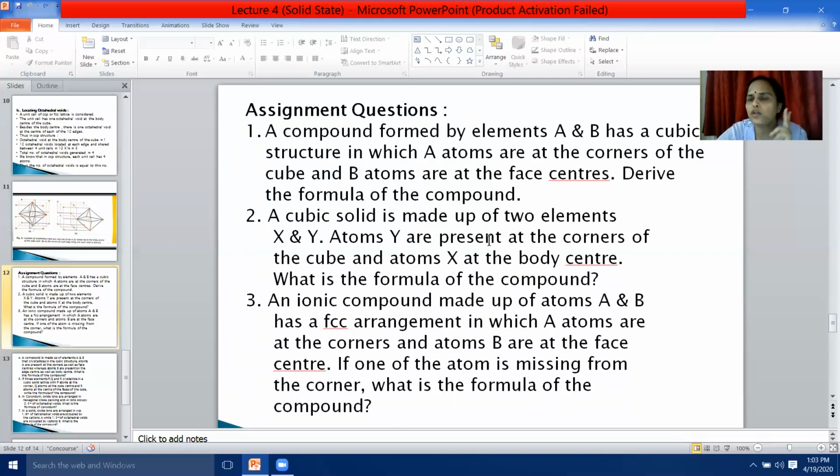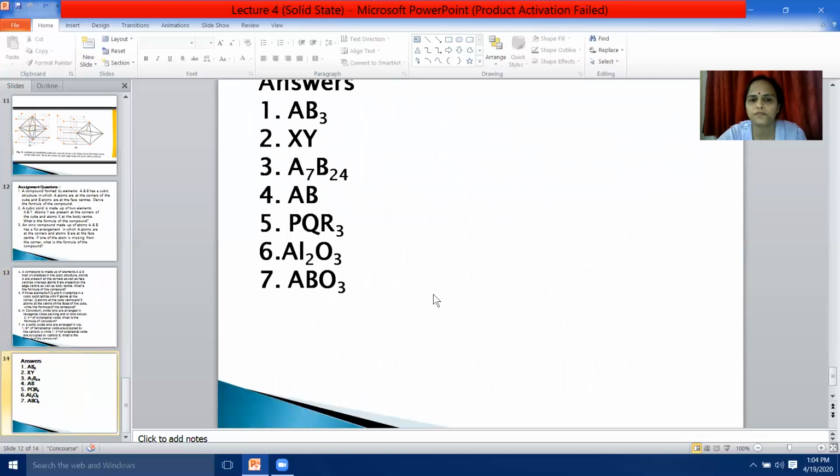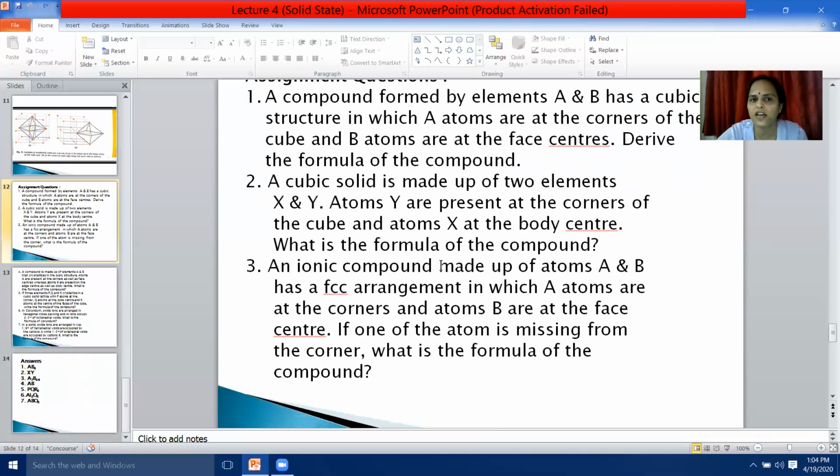There I showed you the contribution on the face is equal to 1 by 2. 1 by 2 part of it, of the atom, belongs to 1 unit cell there. Since there are 6 faces, so 6 into 1 by 2 is equal to 3. So B atoms are at the face centers. So the value of B here becomes equal to 3, right? So A value is 1, B value is 3. So the formula of the compound comes out to be AB3. Look at the answer. First answer is AB3. So that is how you'll write and then derive the formula.